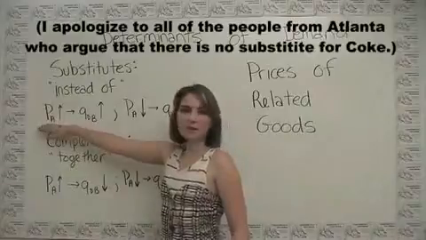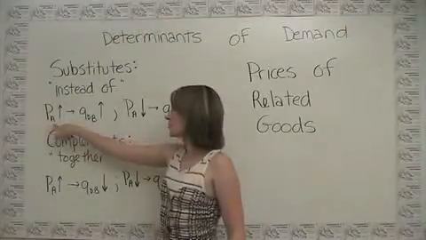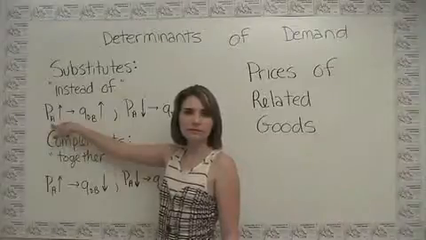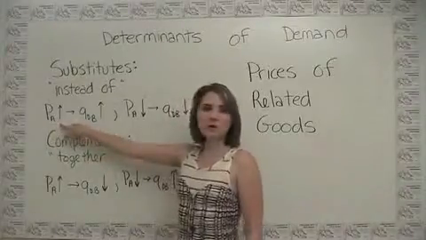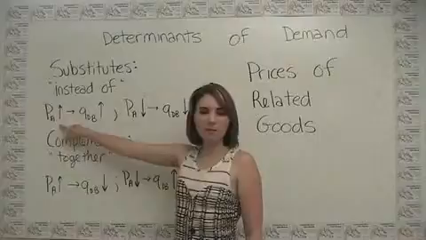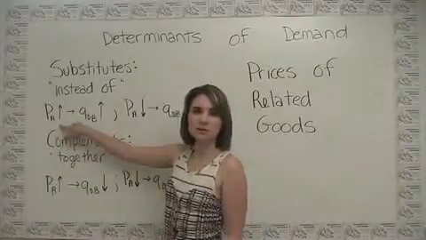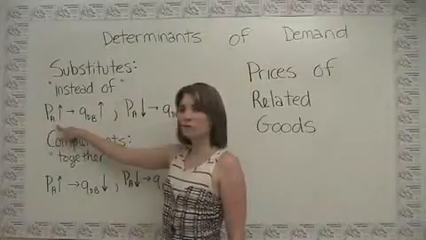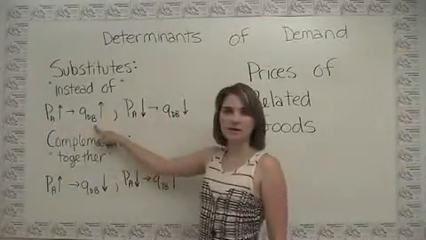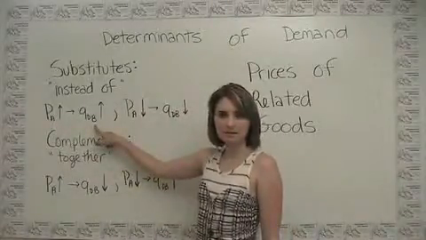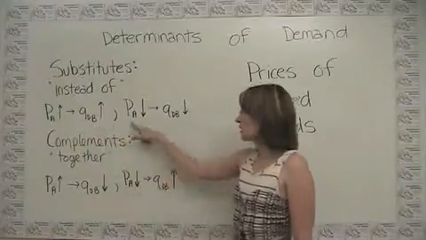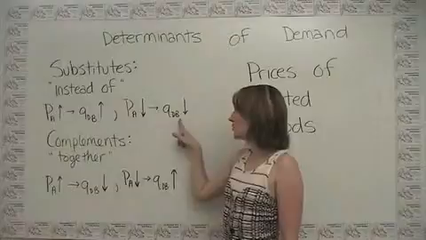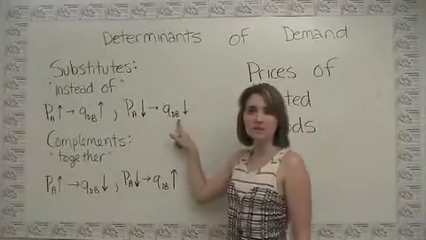So what happens when the price of Coca-Cola, or good A in this example, goes up? Well, if Coca-Cola gets more expensive, people are likely to consume more Pepsi instead. So as the price of Coca-Cola increases, the quantity demanded of Pepsi increases. On the other hand, if Coca-Cola were to get less expensive, the quantity demanded of Pepsi would decrease.